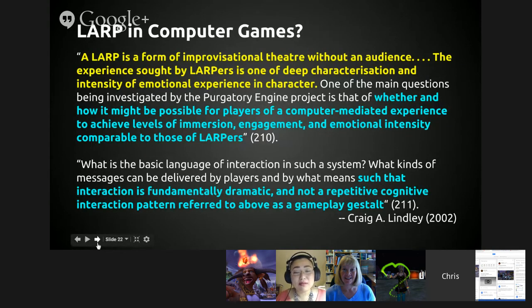Yeah, perfect. That's a great example where we can see that there is definitely a distinction between gameplay and narrative in terms of a story, okay?